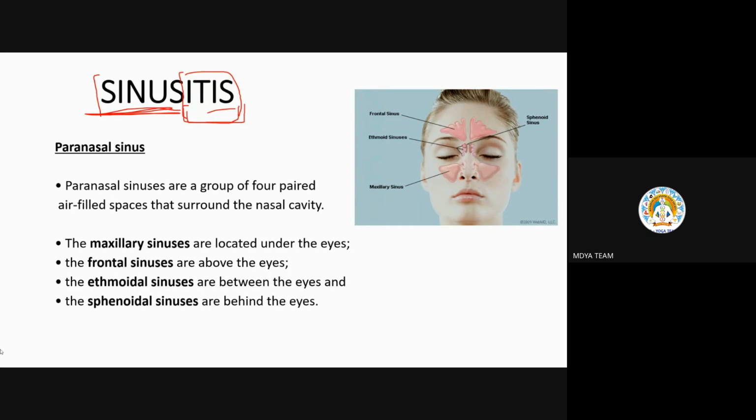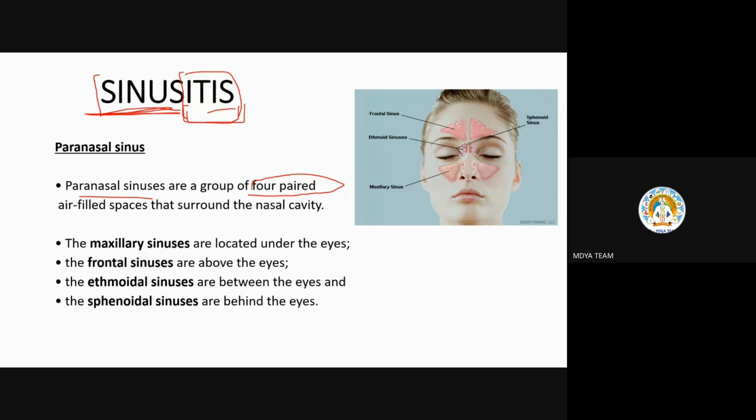Okay. So now we'll go ahead. Before understanding sinusitis, first we'll go for the paranasal sinuses. What are the paranasal sinuses? The paranasal sinuses are all the sinuses. There is a set of four paired sinuses in our body, in our facial region. These are four groups of sinuses. A pair means there will be eight sinuses, which means four pairs.